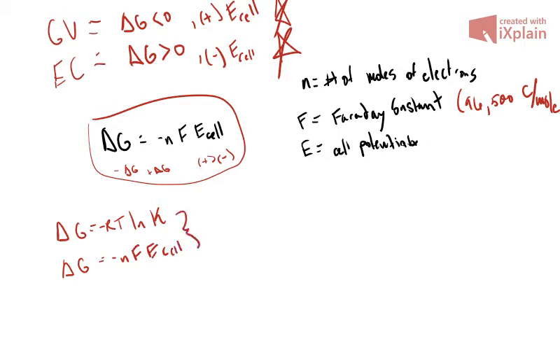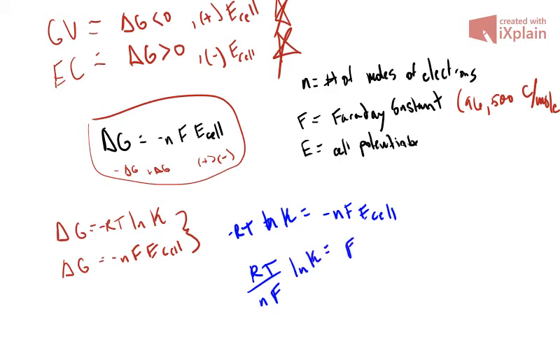So if we set these two equal to each other, we get negative RT, I'll make that a little clearer, negative RT natural log of K is equal to the negative NF times the E cell. If we get the cell potential by itself, we end up getting RT over NF times the natural log of K is equal to the cell potential.